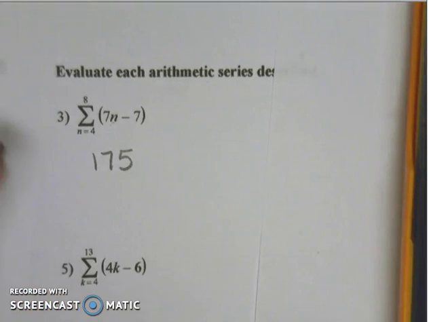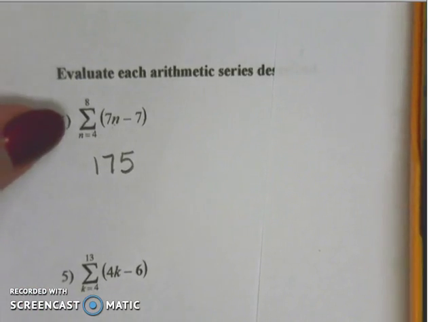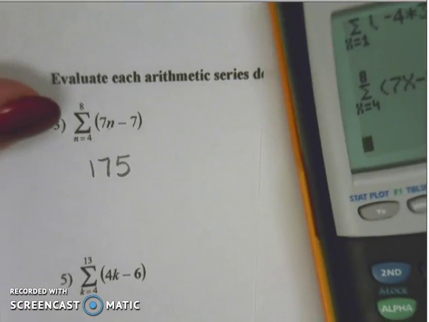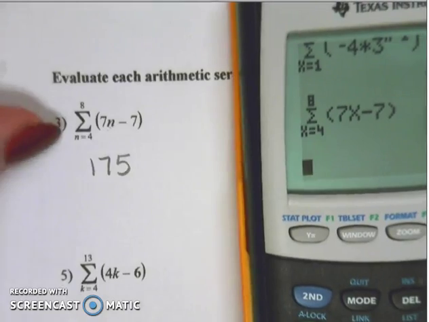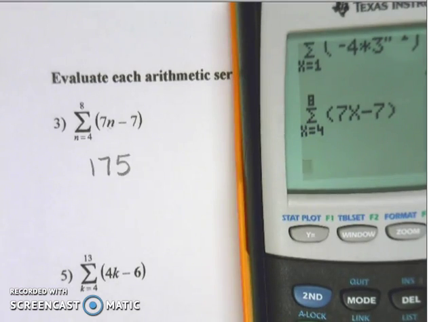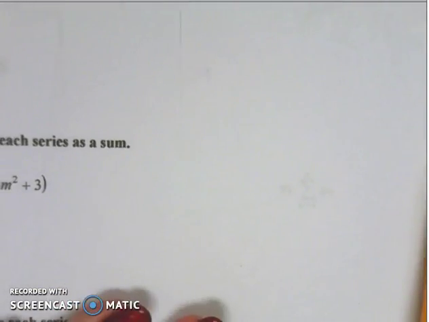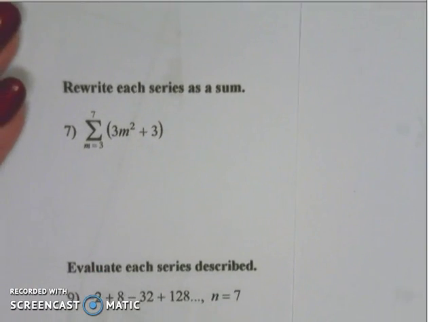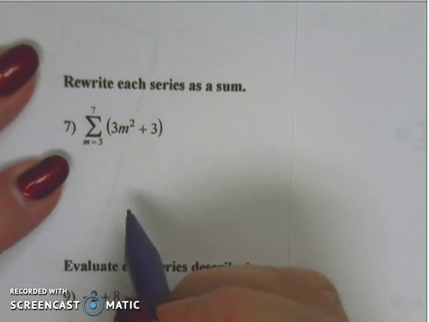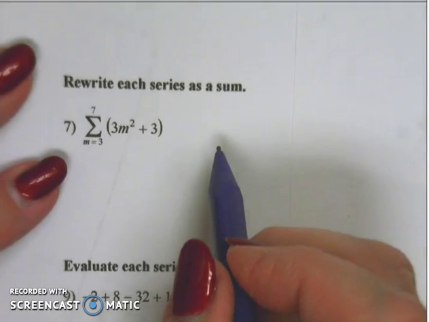That's all you have to do for that problem. If they give you the sigma, you can use your calculator to figure it out. Well, I'm going to show you how to do a little bit more of it by hand. This is asking you to rewrite each series as a sum.